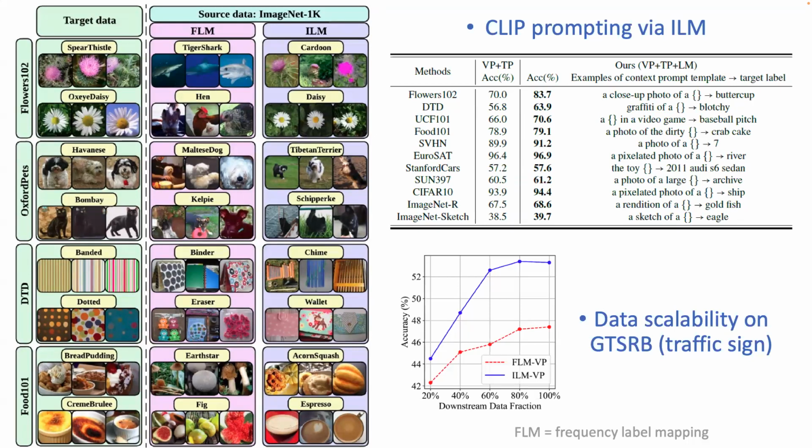The other thing that really excites me is the data scalability. We further vary the number of training data in the downstream task, and then we compare iterative label mapping with a fixed label mapping. You do see this huge gap on these flower data sets, which means even for few-shot learning cases, visual prompting with iterative label mapping gives you a lot of benefit to boost the performance.